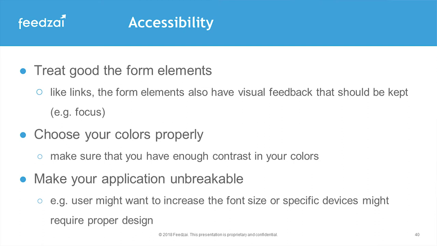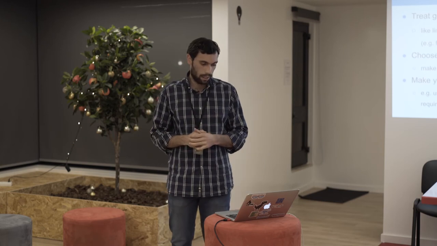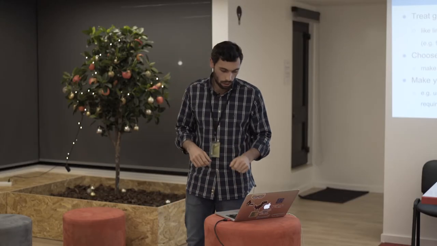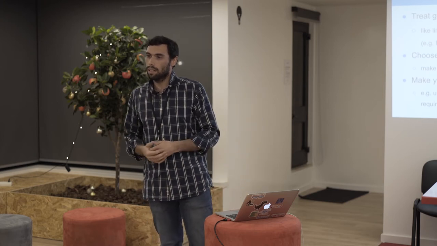And choose your colors properly. Make sure that your text color and your background color have enough contrast so it can be accessible and people with vision disabilities can actually see the text. Make your application unbreakable. One thing that people with vision disabilities do is press Control plus to increase the size of the font. And I don't know if you ever tested your application by increasing the size of the font, but it can break the application completely. So make your application unbreakable to those kind of things.